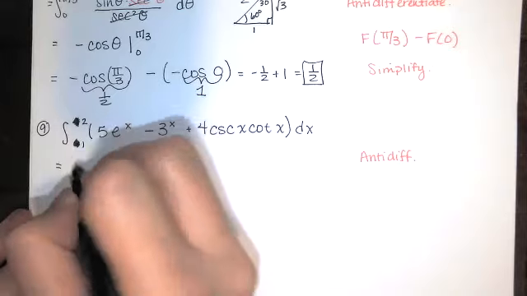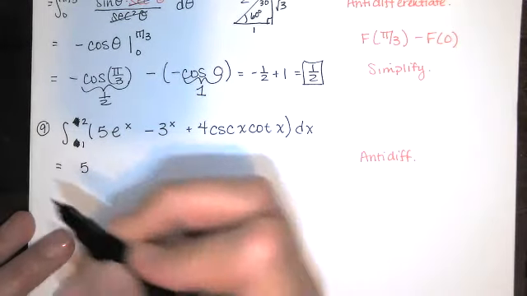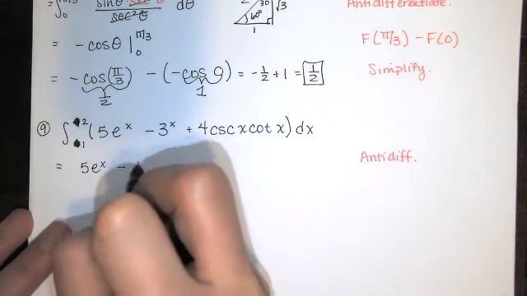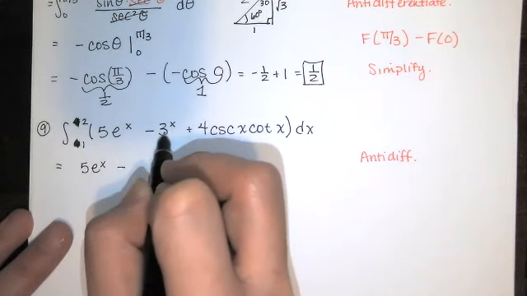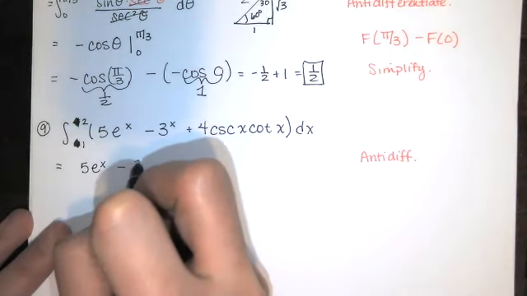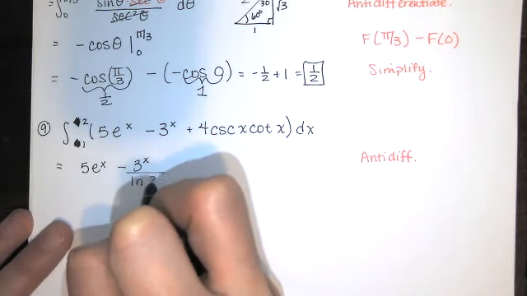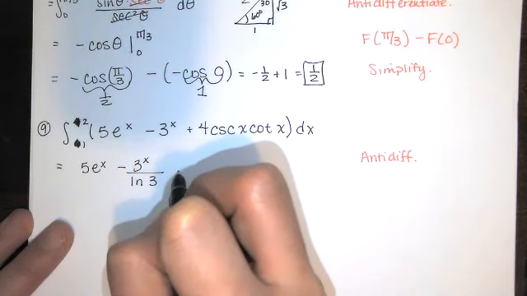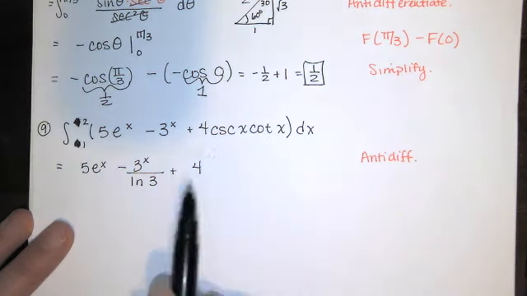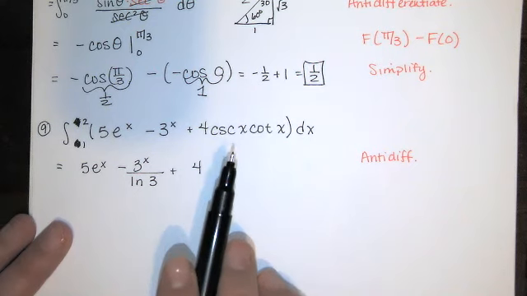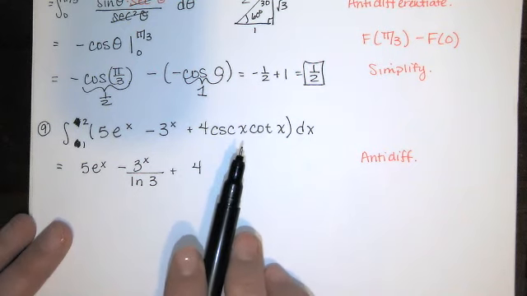If you have a constant, bring that constant down. The antiderivative of e to the x, it's the easiest, it's just e to the x. And then we bring the negative down. The antiderivative of a to the x is a to the x divided by natural log of a, natural log of the base. Bring the 4 down. The antiderivative of cosecant of x cotangent of x. Remember what that is?